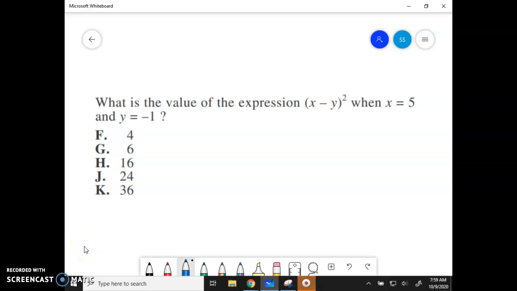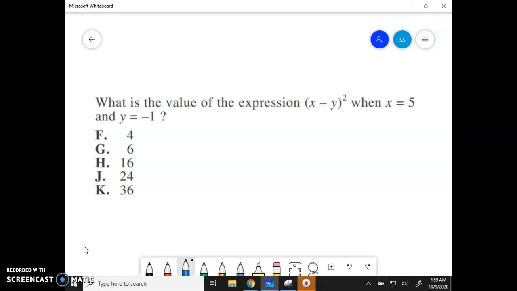Okay, here we go. Why don't we take a look at this ACT question. I took this from an ACT practice test. We have, what is the value of the expression x minus y squared when x equals 5 and y equals -1? Why don't you pause this video and give this question a shot?